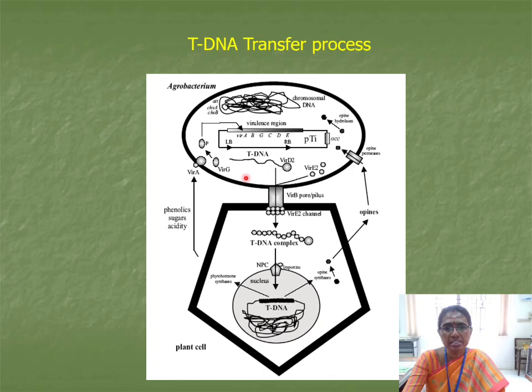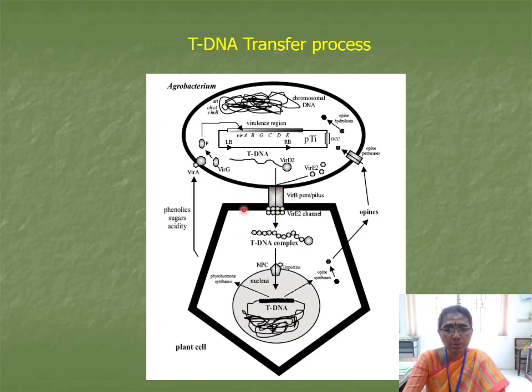And Vir C is an overdrive binding protein that enhances the efficiency of the tDNA transfer process. And Vir D1 is required for tDNA processing and modulates Vir D2 activity. And Vir D2 nicks the tDNA at the right border region, and that will direct the tDNA through the Vir B and Vir D4 transfer apparatus, or the pipeline.